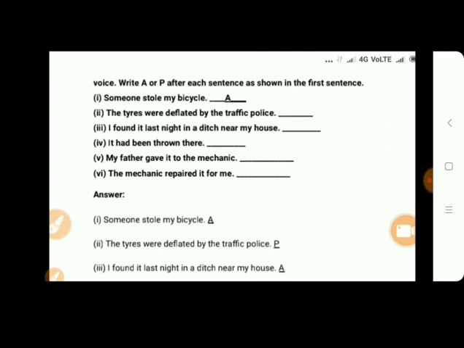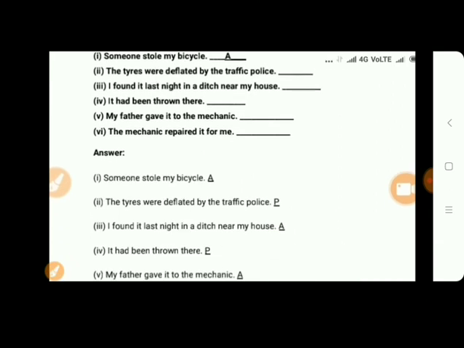Okay, this is active. Yes, the first sentence was active, the second was passive, the third sentence active. Okay, dear children, so write A here. Yes, this was passive. It had been thrown there. What is it? Yes, this is passive voice. Okay, the doer was unknown, that's why.